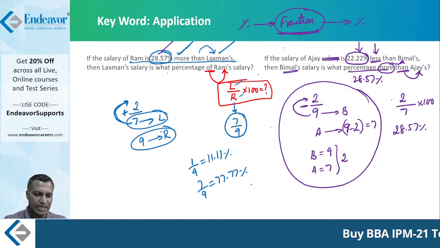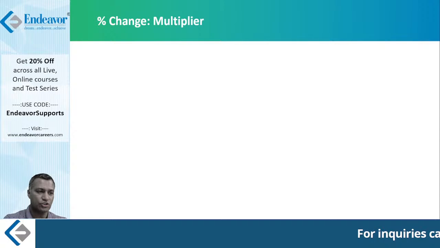One last and important thing, percentage change. So multiplier, it's very, very important. Whatever we did so far, this is much more important than what we did so far. Let's take a look at this. Multiplier is a concept associated with percentage change. What do you mean by change? Percentage change is nothing but percentage increase, or it can be percentage decrease. Now, to say increase or decrease, two things are required: one initial value and one final value.